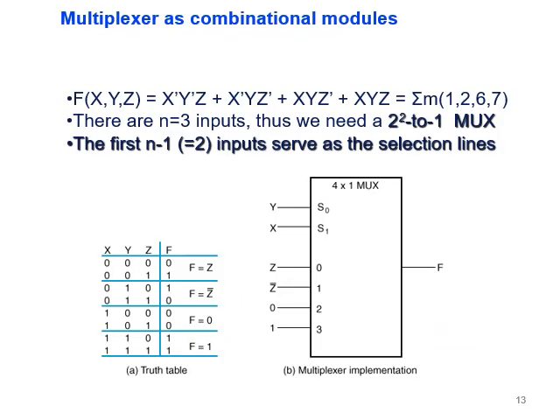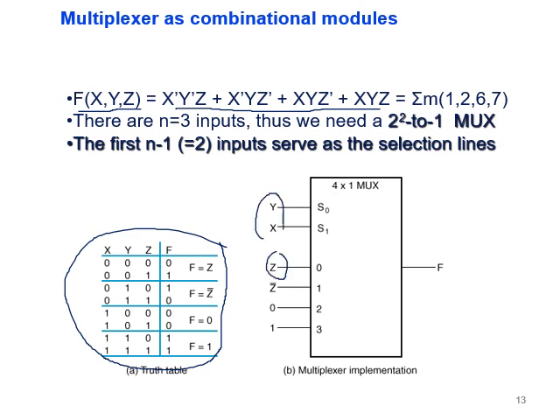Now, multiplexer as a combinational module, sometimes we need more than one variable in one combinational module. Example here is f(x, y, z). It's given here in this expression, which is based on the truth table given here. These are x, y, and this is z. Selecting here from 0, 1 to show which one will be connected.